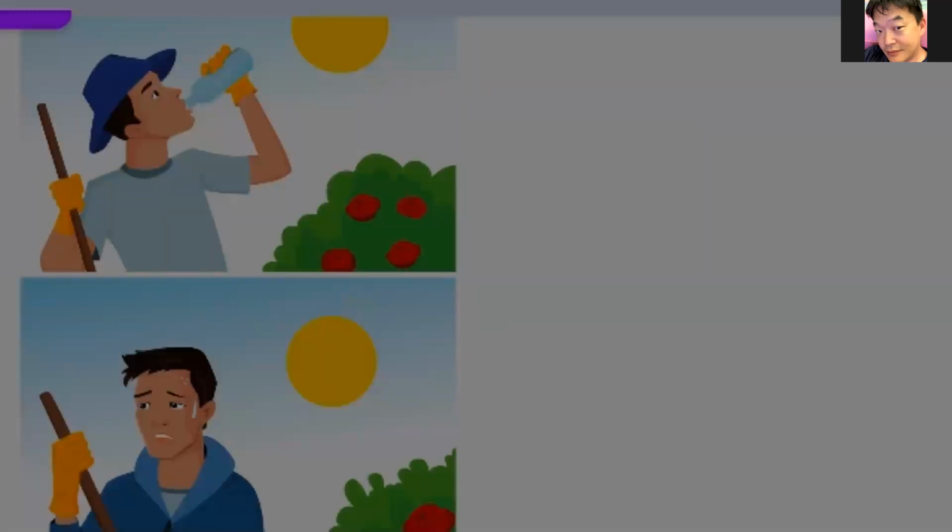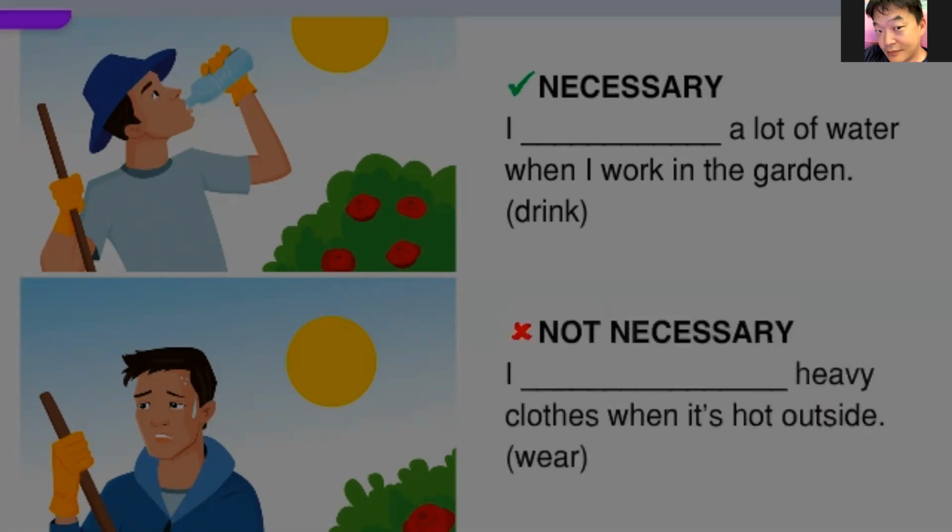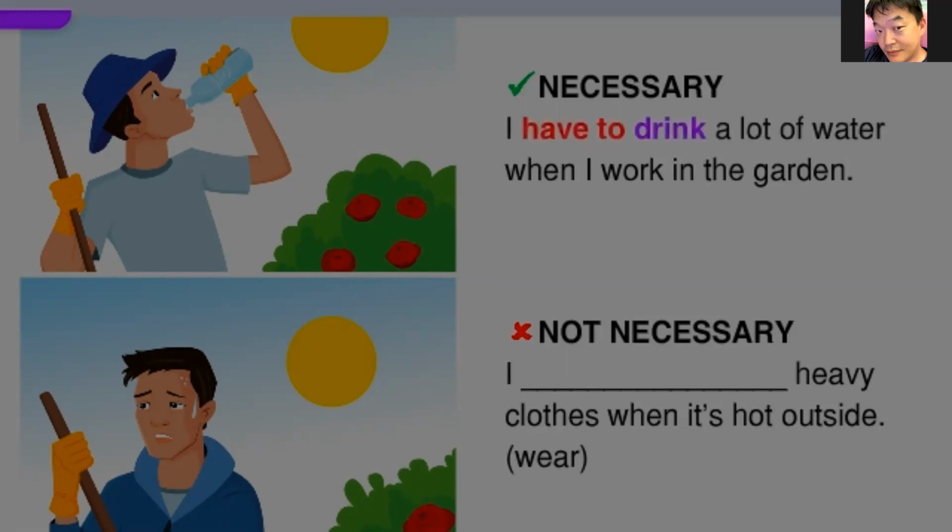Look at the first picture. Read the heading. Complete the first sentence. Look at the second picture. Read the heading. Complete the second sentence. Necessary. I have to drink a lot of water when I work in the garden. Not necessary. I don't have to wear heavy clothes when it's hot outside. Listen to the sentences.